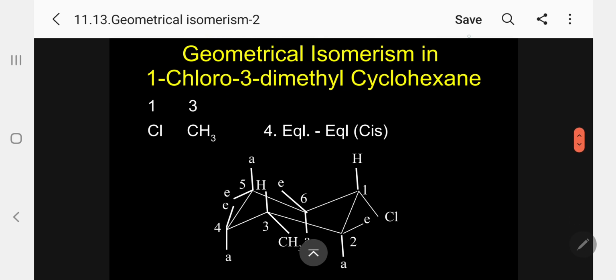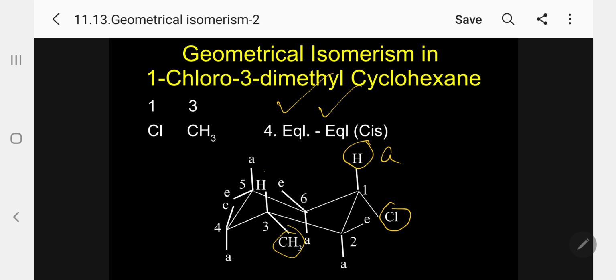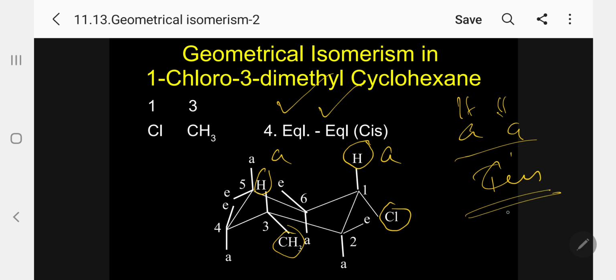And come to the last example, 4: chlorine equatorial and methyl group equatorial. Automatically, if we consider hydrogen, this hydrogen is axial and this hydrogen is also axial, correspondingly at 6. Kindly follow, same direction here. 1, 3, please follow. If it is 1, 2, automatically trans. 1, 3, opposite, cis. That's what I am saying.